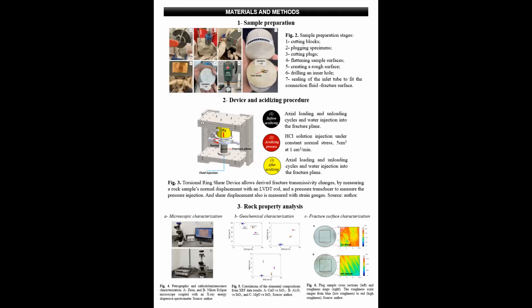We also use microscopic characterization to define phases and sedimentary texture of the rock from petrography and cathodoluminescence analysis. I use geochemical characterization to note the elemental composition of my rocks from XRD and XRF tests. And finally, I characterize the roughness of the rocks before and after acidizing using a profilometer device.